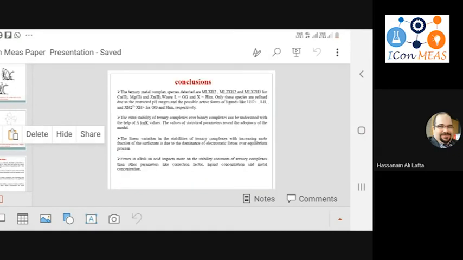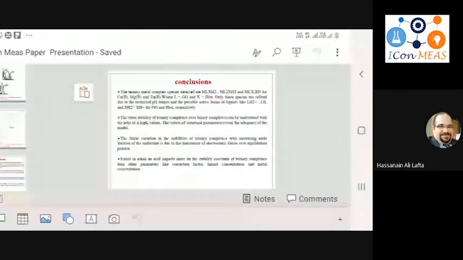What is the conclusion of this study? In this study, the ternary metal complex species MLXH2, ML2XH2 and MLX2H3 were detected with the respective metal ions like calcium, magnesium, zinc, where L is glycyl glycine and X is histamine. These species are refined due to the restricted pH range and the possible active forms of ligands like LH2+, LH and XH2+, XH+ for glycyl glycine and histamine respectively.